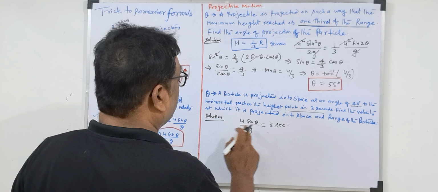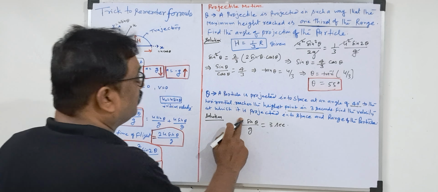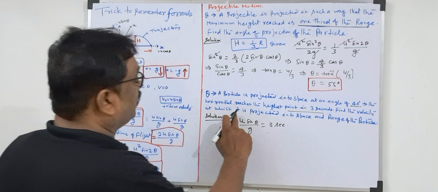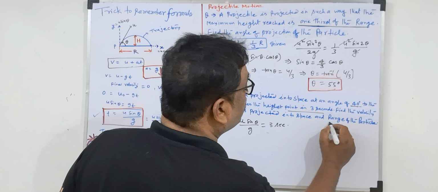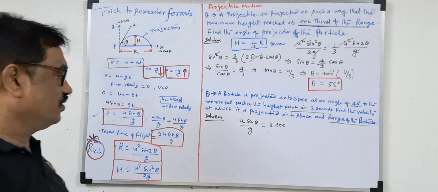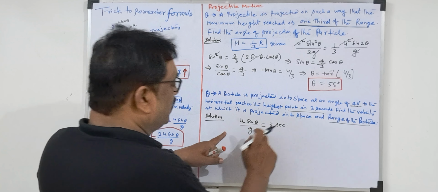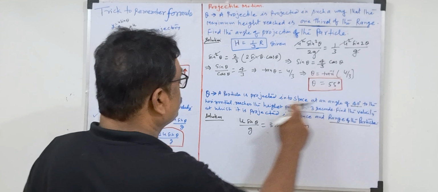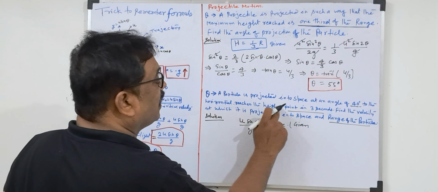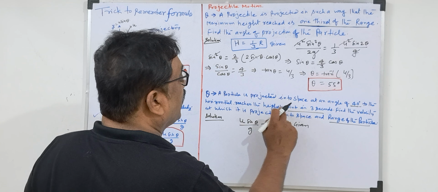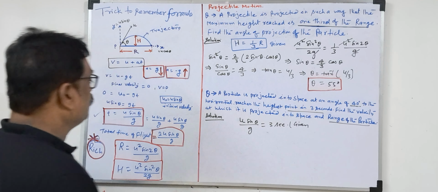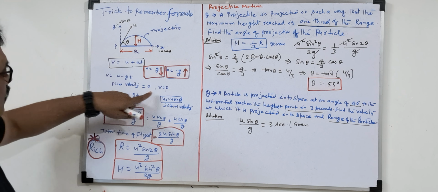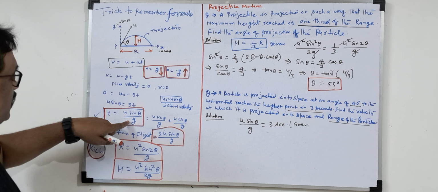Find the velocity; they are asking for u, the initial velocity. And the range of the particle they are asking too. So this is the given: the particle reaches the highest point in 3 seconds. Time to reach the maximum height, when the final velocity will be 0, so t is equal to u sin theta by g.